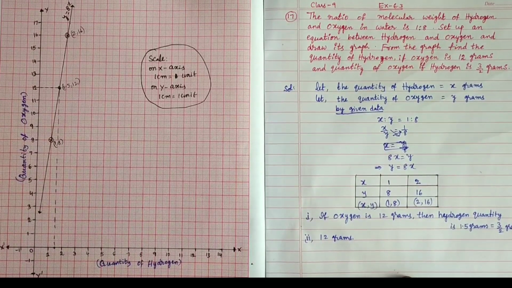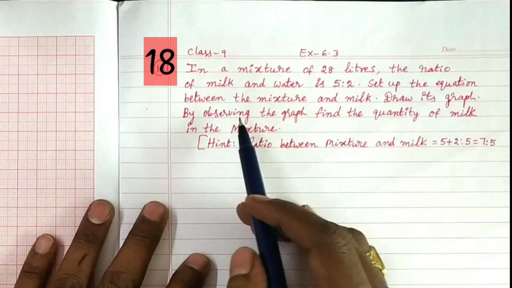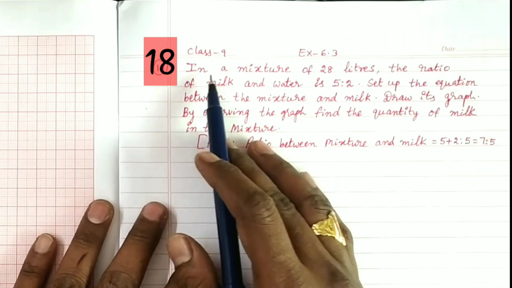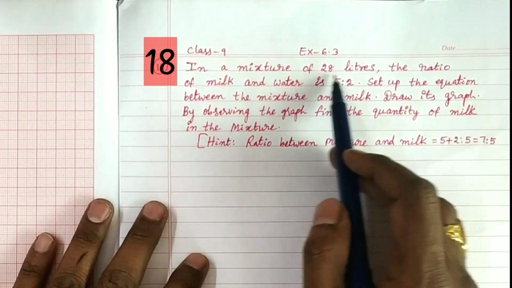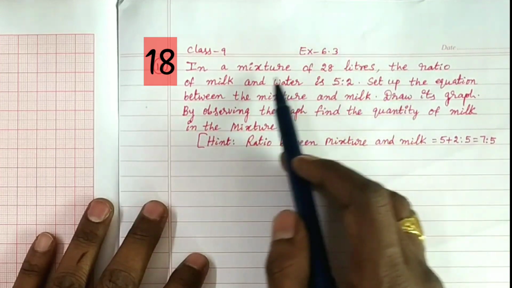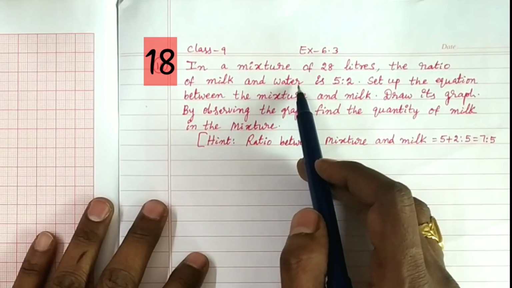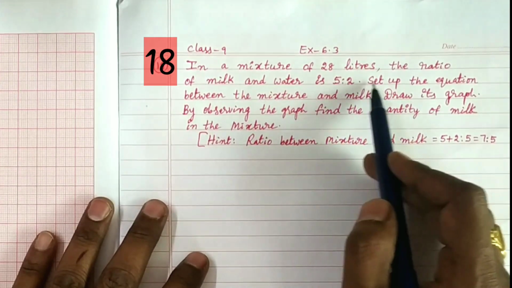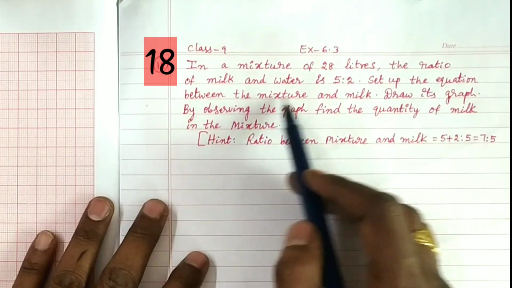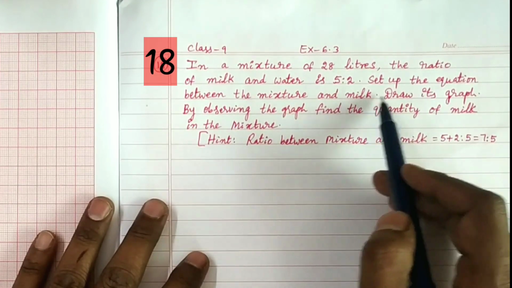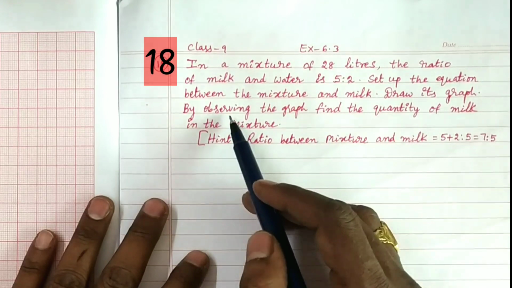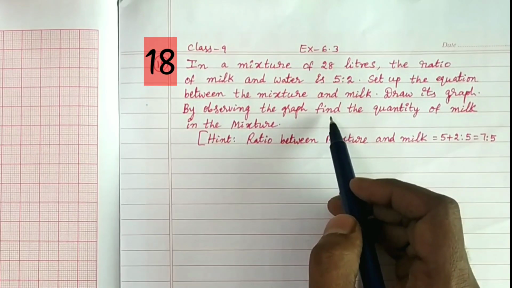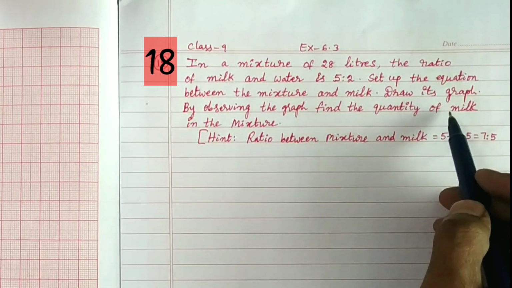So this is the first graph. The next problem is, in a mixture of 28 liters, the ratio of milk and water is 5:2. Set up the equation between the mixture and milk. Draw its graph. By observing the graph, find the quantity of milk in the mixture.